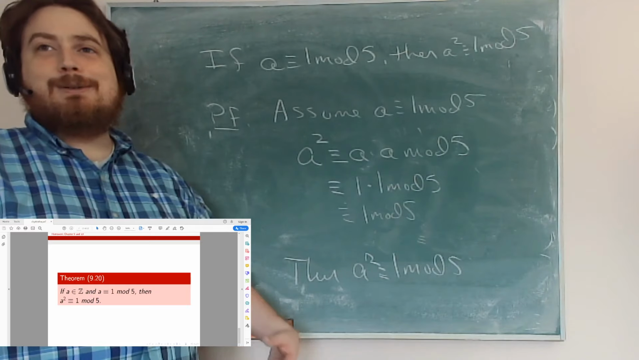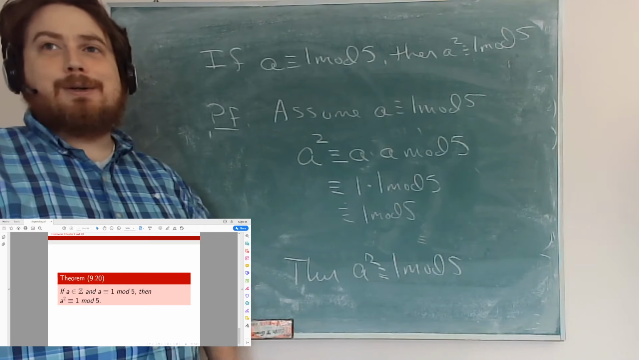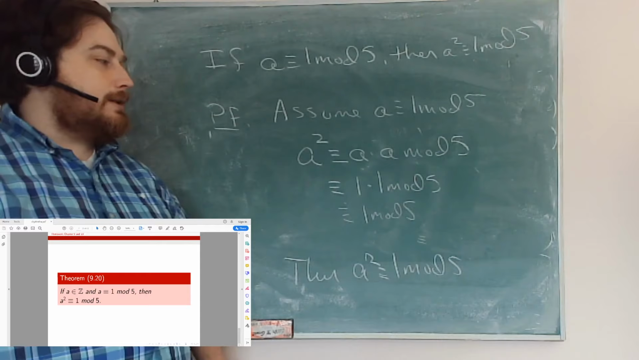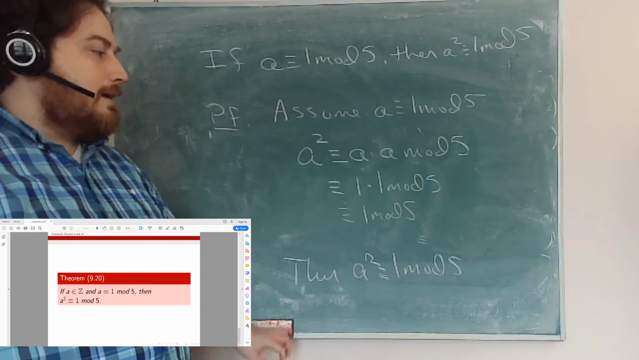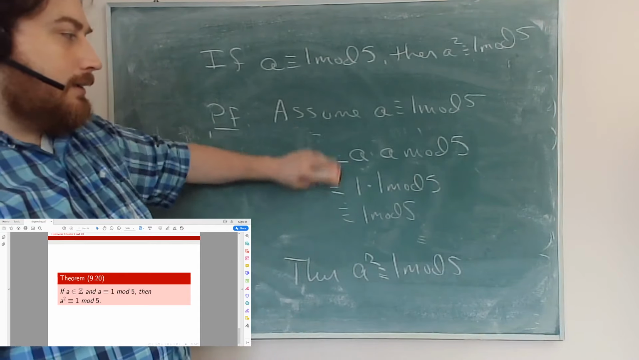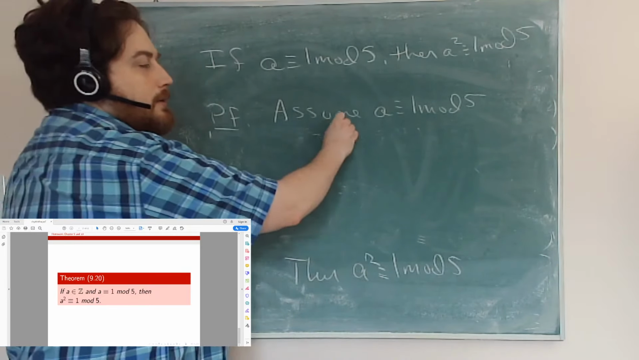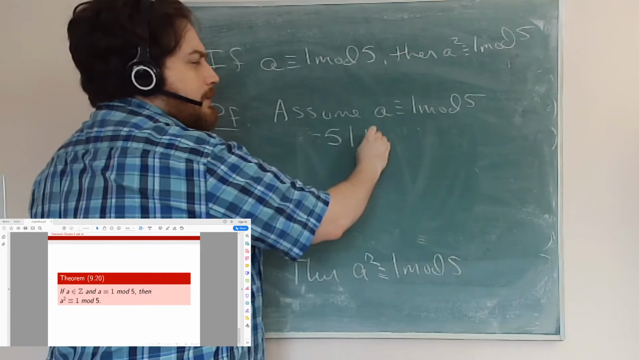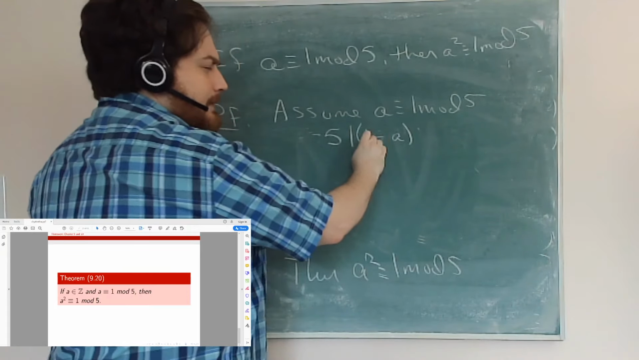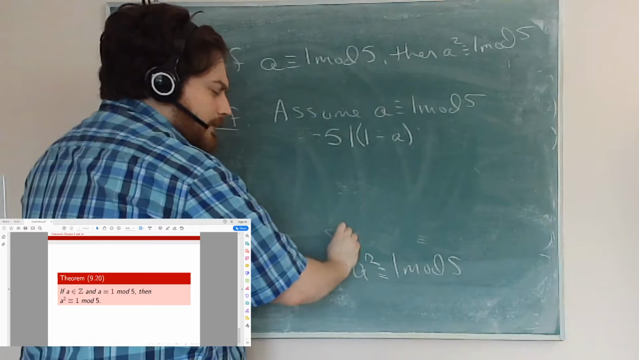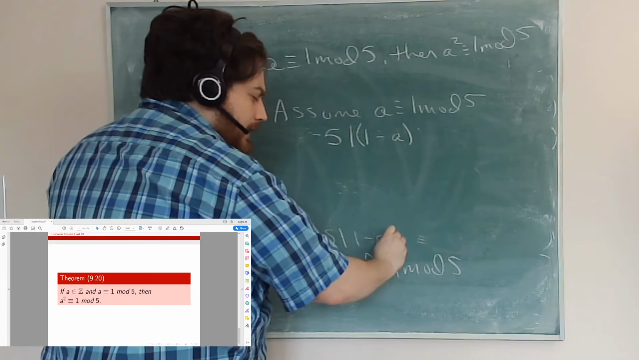So if you get used to using modular arithmetic, it really does come in handy when we're dealing with things like these. On the other hand, if you don't use that, what you're stuck with having to use is that you have to say that this is congruent to 5 divides 1 minus a. And what I have to show is that 5 divides 1 minus a squared.